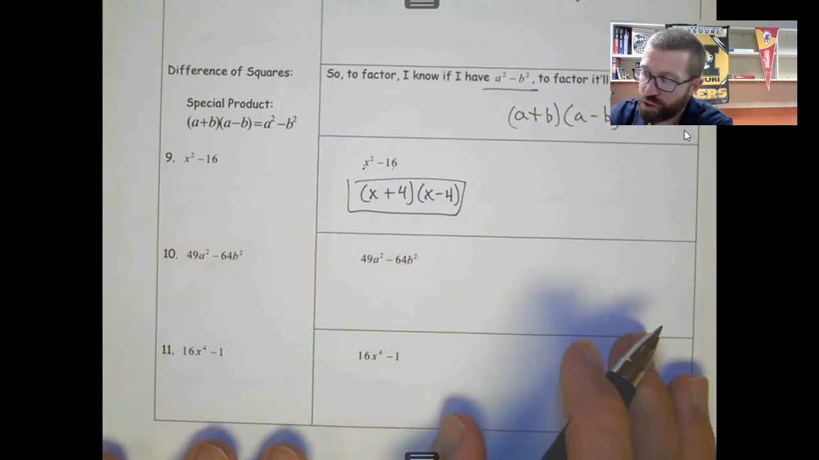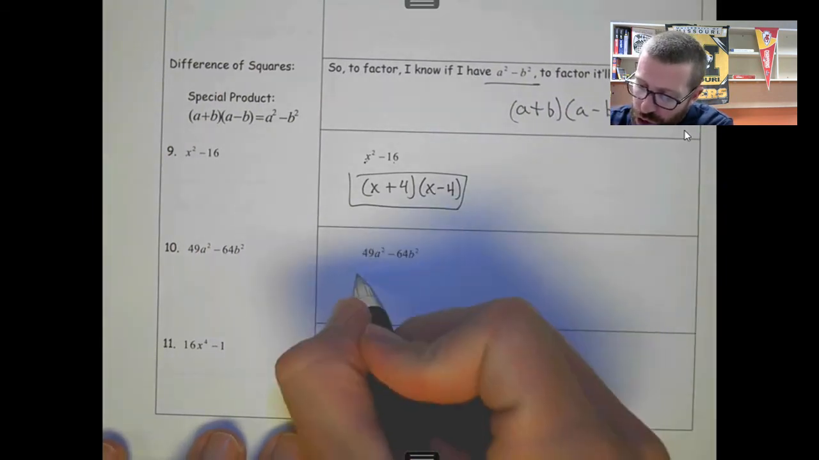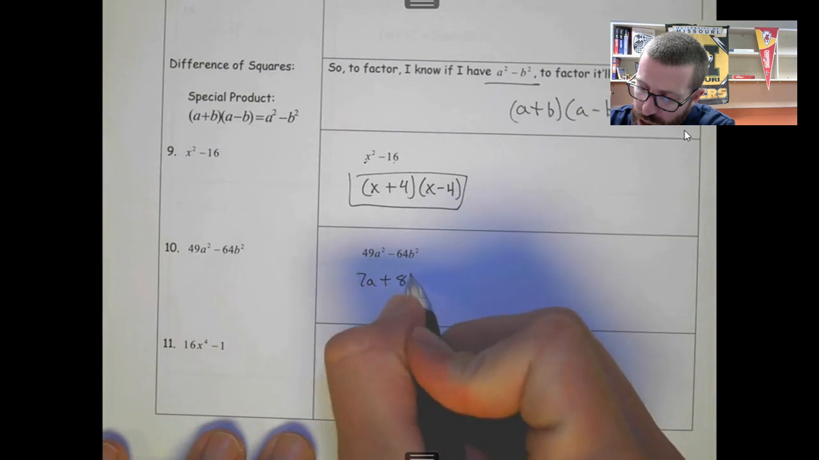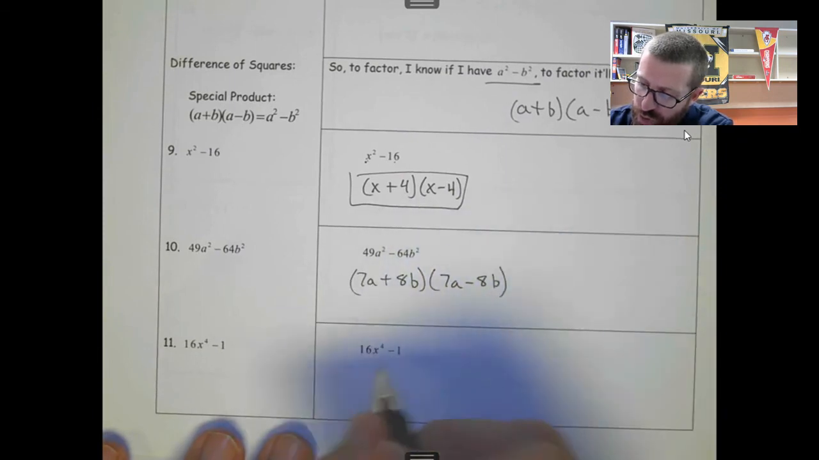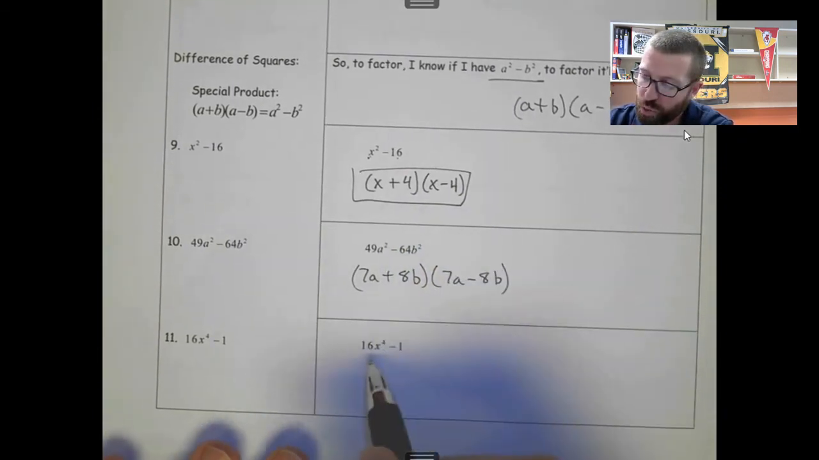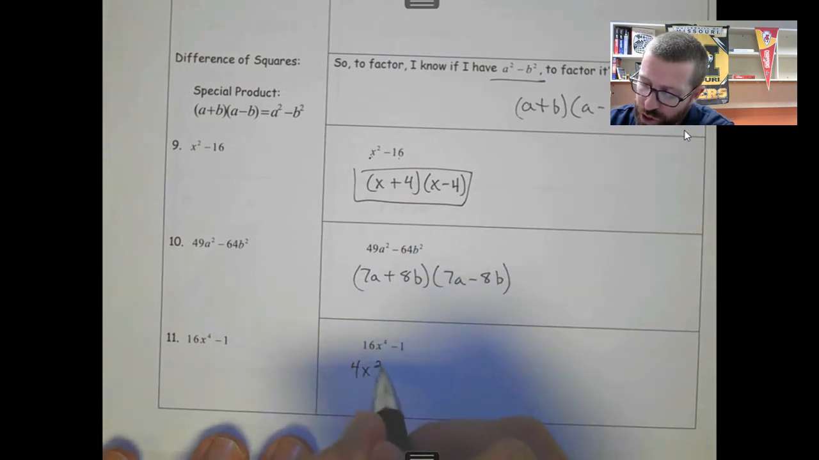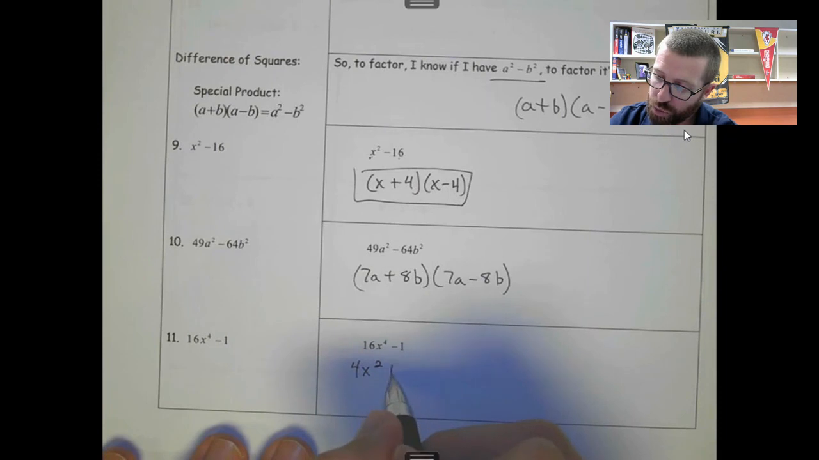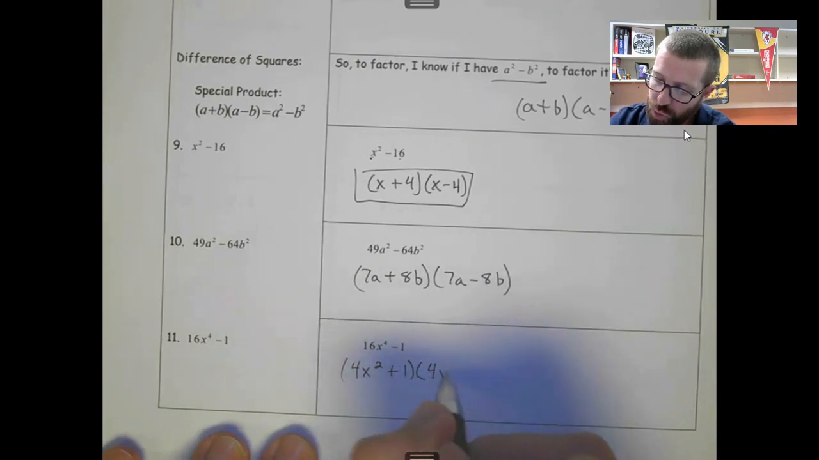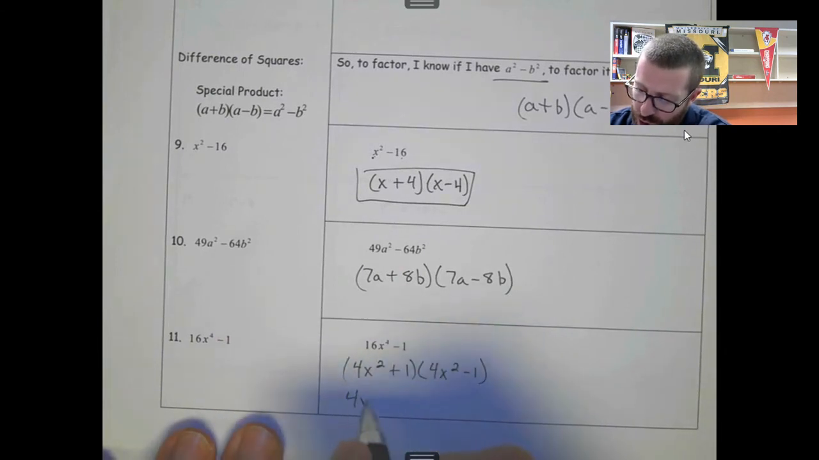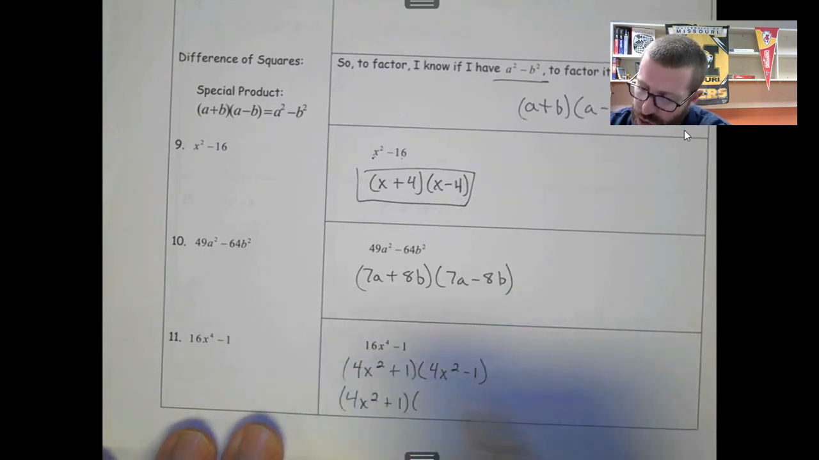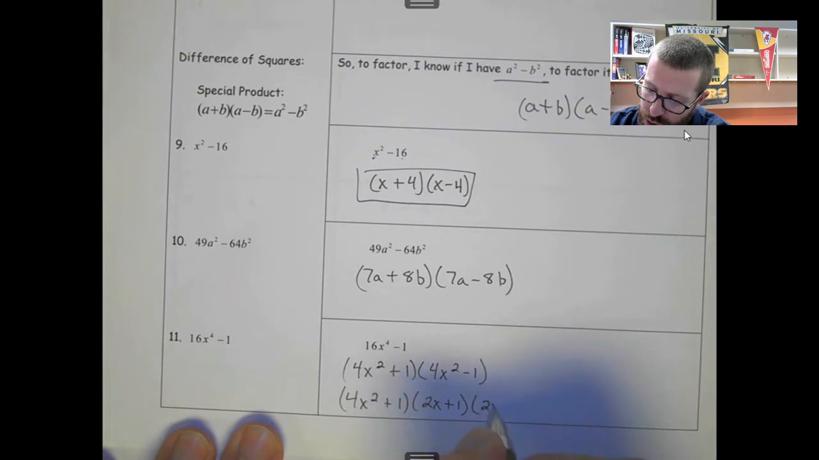Take a minute, pause the video if you haven't already, and complete these next two. Here it'd be 7a plus 8b when you take the square root, and 7a minus 8b. This next one is one you have to watch for because it's 4x squared. X squared is the square root of x to the fourth, plus 1. And then 4x squared minus 1. However, now you're in a situation where you can factor again, because this is another difference of squares right here. And that's hard to catch. But if you have to factor multiple ways, difference of squares is a common one to have to do it with.